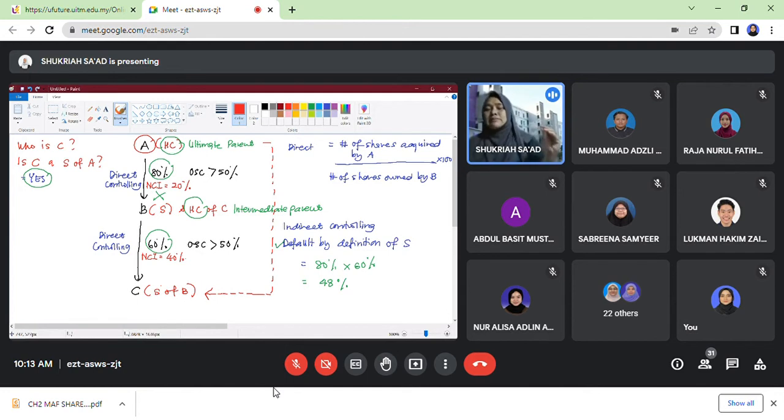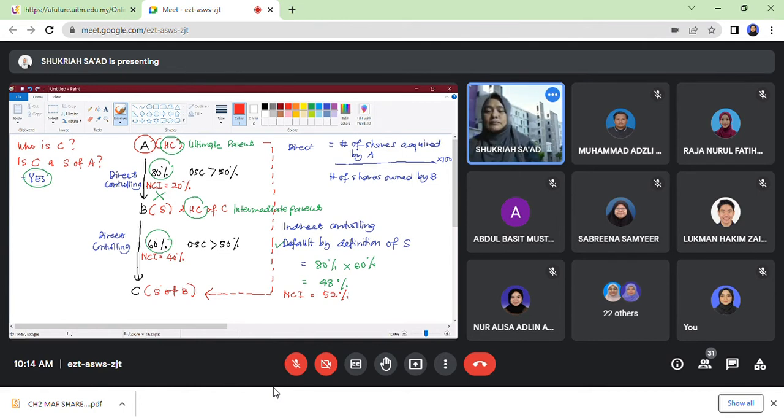Remember? For a subsidiary, the portion not acquired by the holding belongs to non-controlling interest, because only a subsidiary has an element of control. Alright? So likewise with C. We said do not look at the percentage. It is default by definition. C is also a subsidiary of A. So if its controlling interest is 48%, what is its NCI, class? 52%. So each has an NCI.